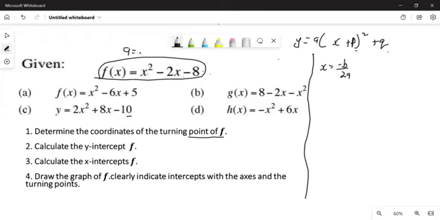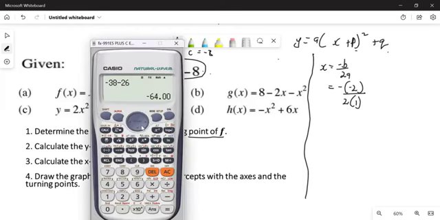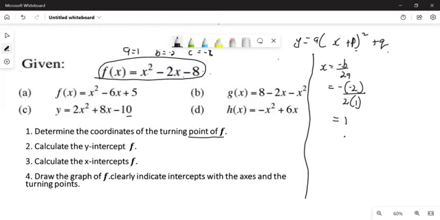What is our a? It's 1. What is the b? What is the c? It's 8. We'll substitute here. What should I substitute for b? Minus, all over 2 multiplied by, what is our a? It's 1. If you type this in your calculator, the answer you get is 1 again. This is going to be the x coordinate of the turning point.